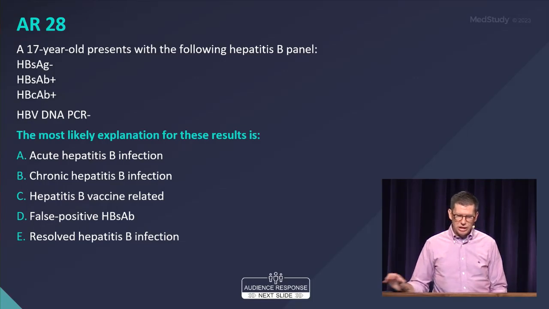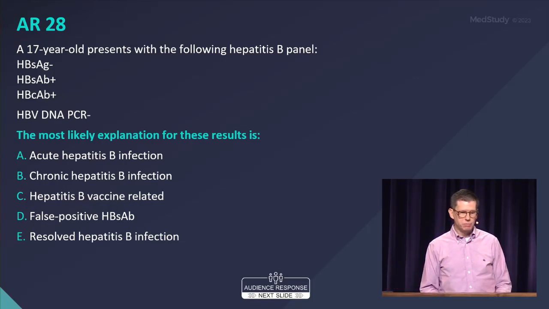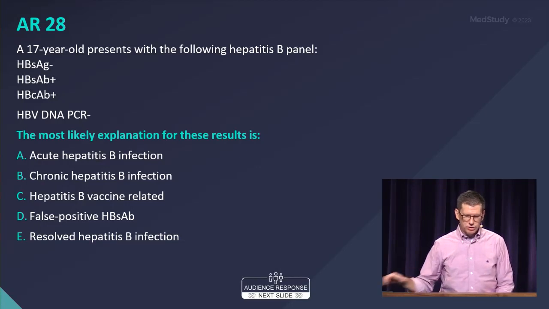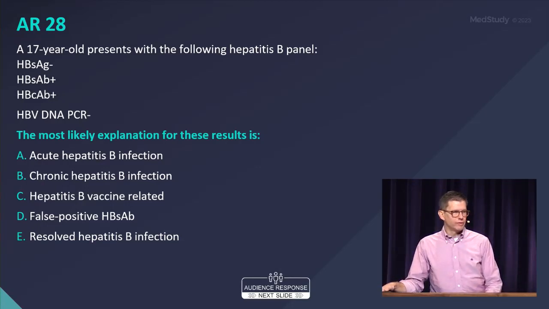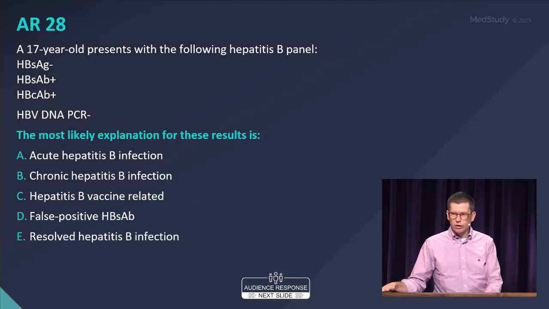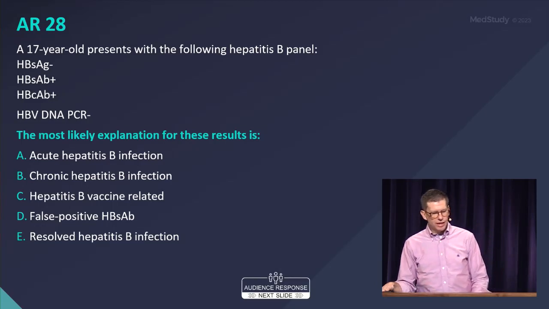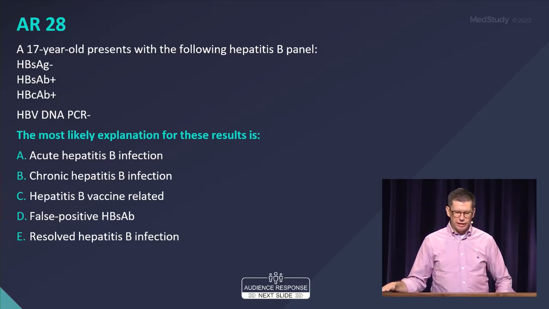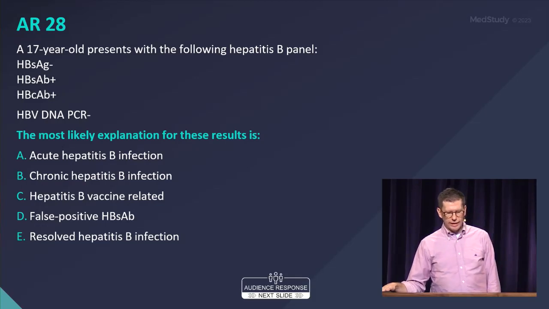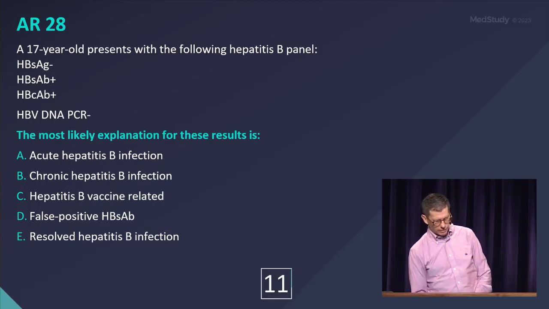Question 28. A 17-year-old presents with the following hepatitis B panel. The hepatitis B surface antigen is negative. The surface antibody is positive, the core antibody is positive, but the HBV DNA PCR is negative. The most likely explanation for these results is A, acute hepatitis B infection, B, a chronic hepatitis B infection, C, it's hepatitis B vaccine related, D, a false positive hepatitis B surface antibody, or E, a resolved hepatitis B infection. Okay, now hopefully, yeah.